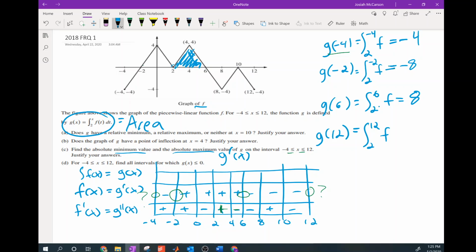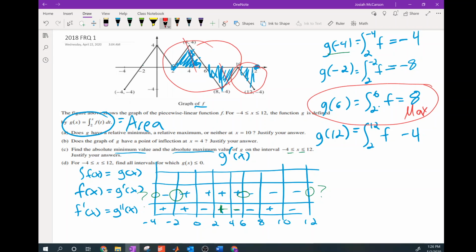And now from 12, it's going to be from 2 all the way to 12. So that's going to be 1, 2, 3, 4, 5 pieces. But we can see here, those are congruent, so they're going to cancel out, and all we're left with is this one triangle. So that's going to give us another -4. So we can see then that my maximum is the biggest number, which is the only positive number. So we have a maximum at 6, and my biggest negative will be here at -2.